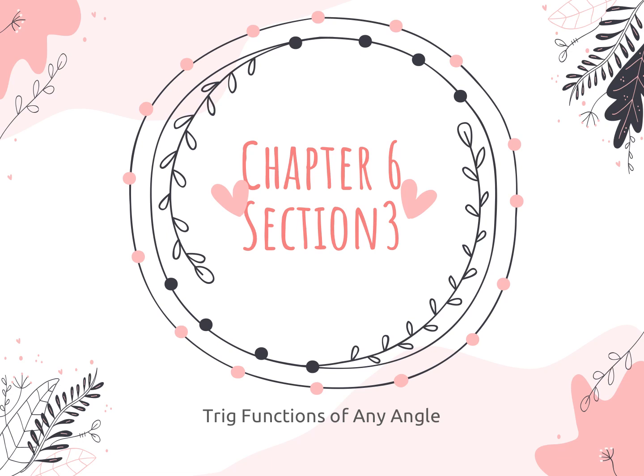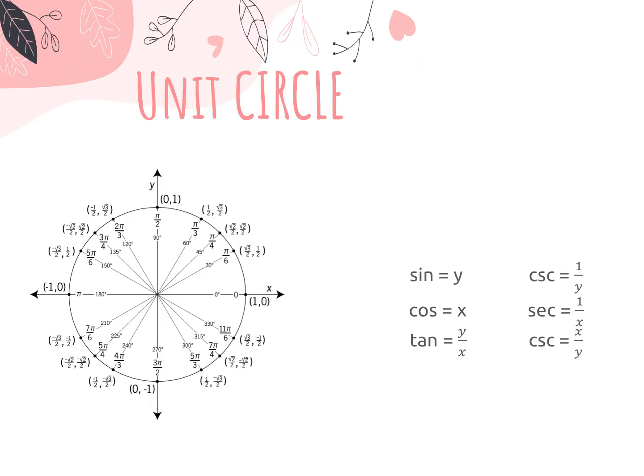Today we're going to start chapter 6, section 3, and we're going to be doing trig functions of any angle. So we're going to be using the unit circle. When we're talking about the unit circle, notice the word unit means one. So you can draw triangles just like we did when they were in degrees. However, our radius length, or our R value, is always going to be 1.